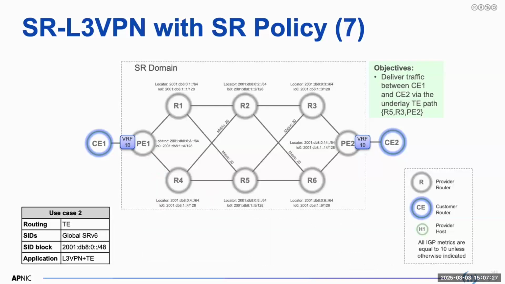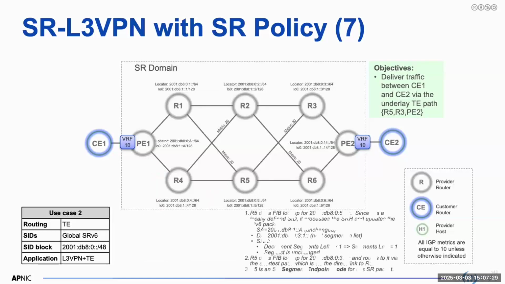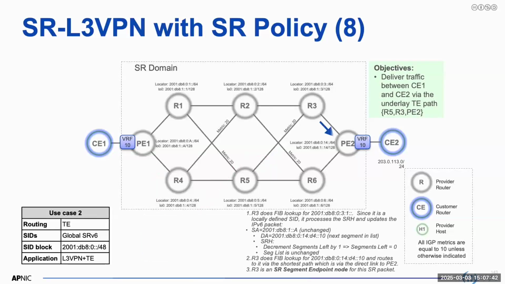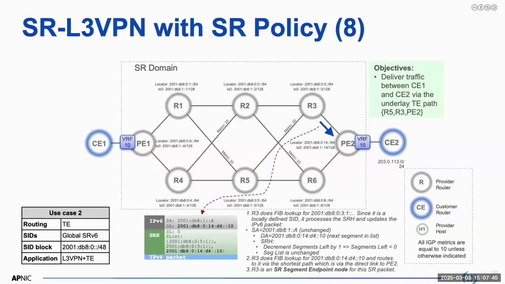The other devices keep on processing, moving the next address into the destination address. Here it will move the next address into the destination address because it has processed the packet, and decrement the segment left field by 1. Ultimately the packet reaches PE2. Now PE2 sees its own address as the destination address, and the segment left field is equal to 0. So it will scrap this SRH and match the endpoint behavior that has been implemented there.